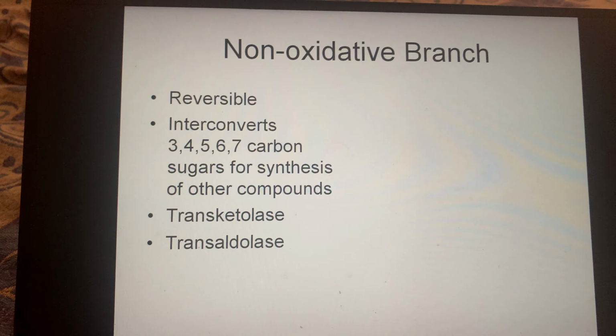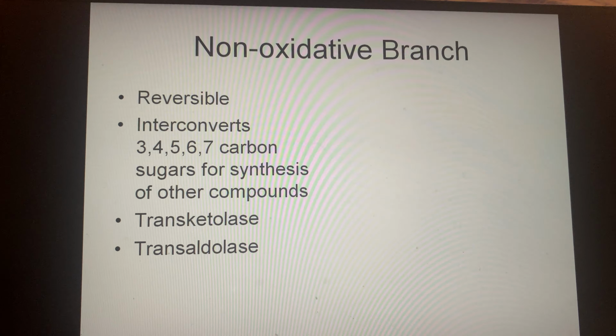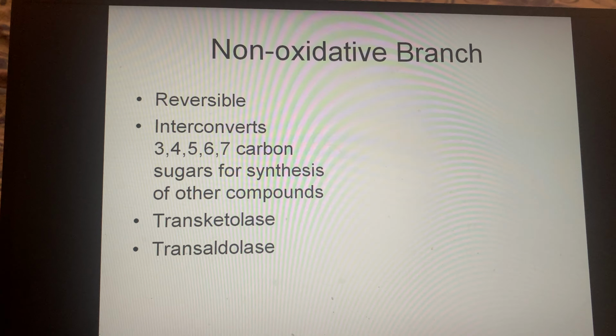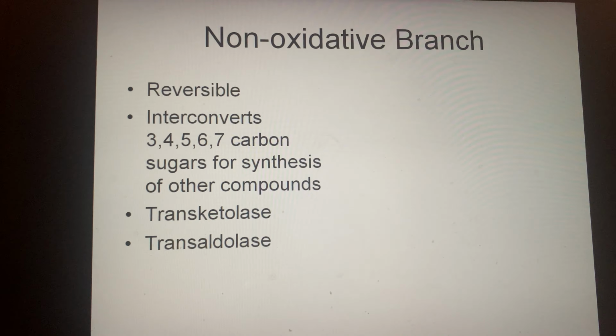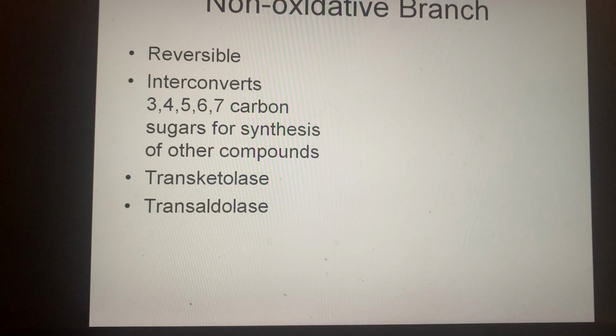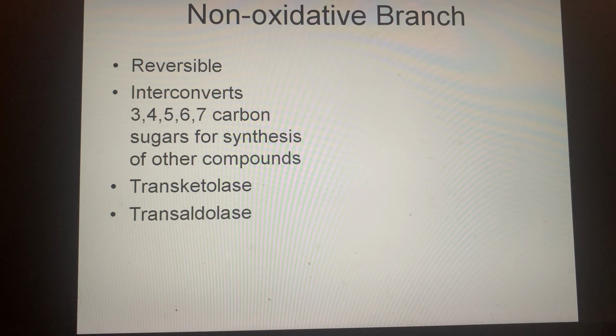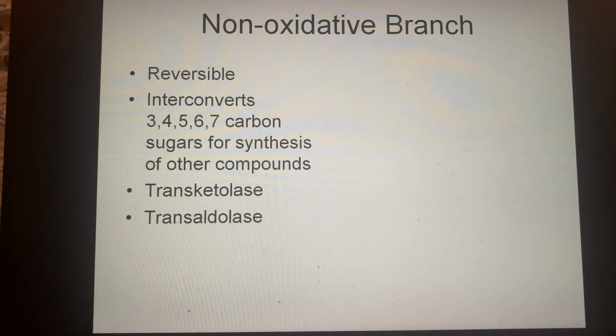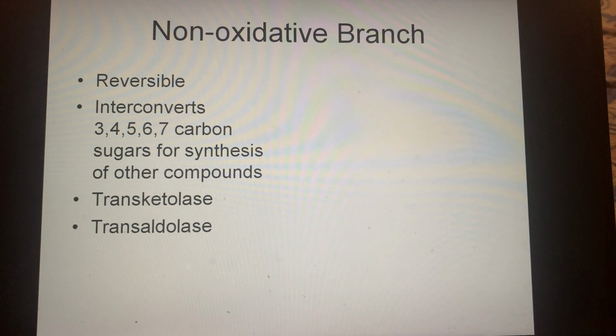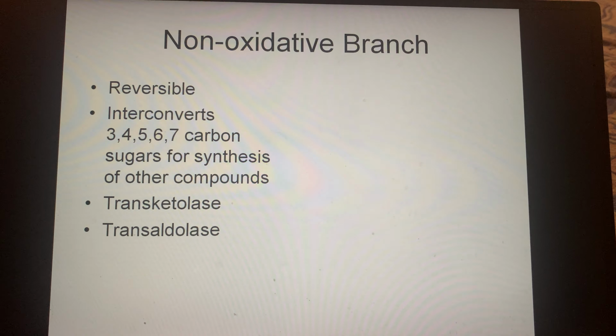In the non-oxidative branch, this is reversible, interconverting 3, 4, 5, 6 carbon sugars for synthesis of other compounds. They are produced during this phase. Transketolase enzymes and transaldolases are used during this pathway.